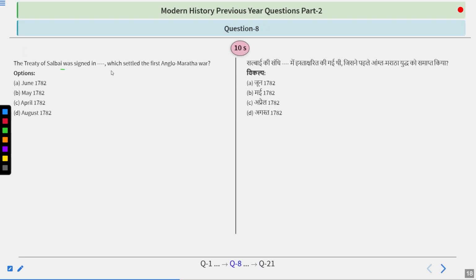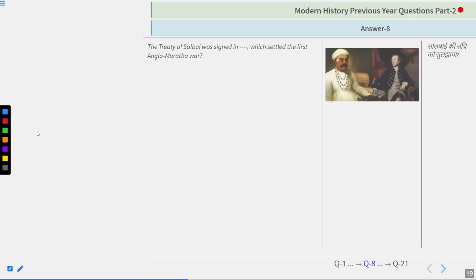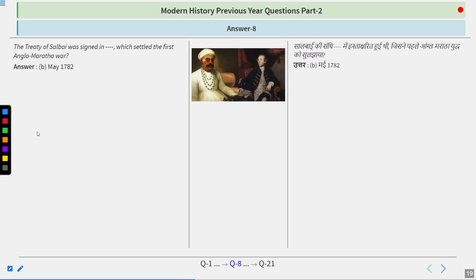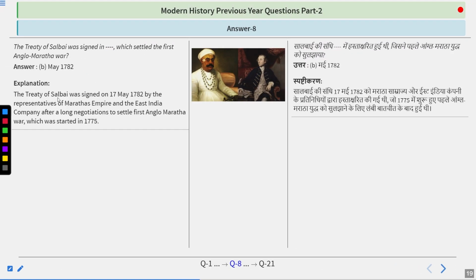Treaty of Salbai was signed in dash, which settled the first Anglo-Maratha War. Options are June 1782, May 1782, April 1782 or August 1782. Try to find out the answer. Quite a difficult question this is, as the month is a very different thing to understand. So the answer is May 1782.